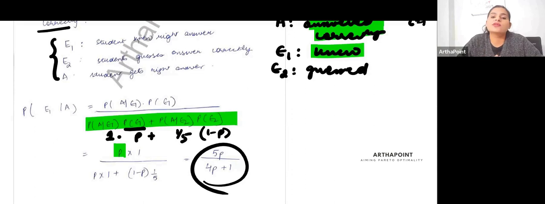So Bayes theorem is pretty simple. You just have to use this formula: probability of Ei given A, reverted in the numerator, divided by the total probability, and you'll get the answer.